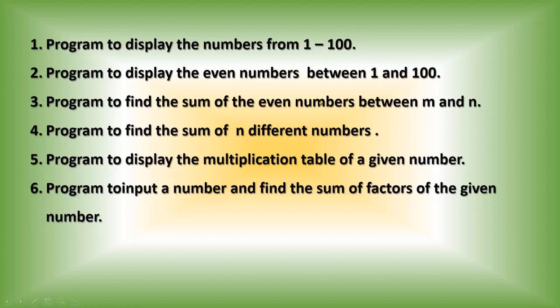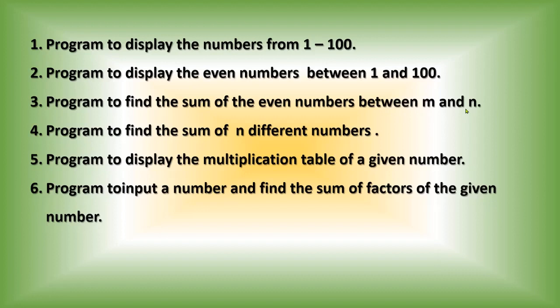Here, find the sum of the even numbers between m and n. What is the value of m and n? Is it given in the question? No, it is not given in the question. That means we have to accept it from the user. In the previous question, it is mentioned that between 1 and 100, so we know the start value is 1 and the end value is 100. Here we don't know the values of m and n. We just know that the start value is m and the end value is n.